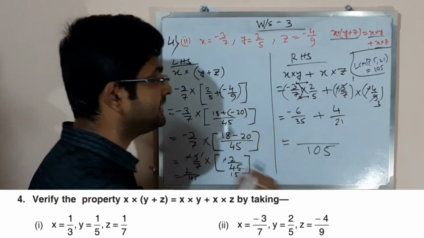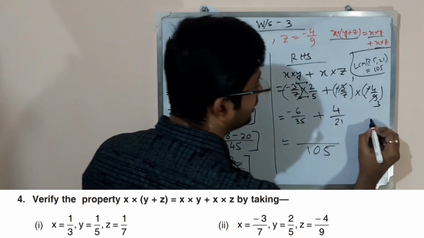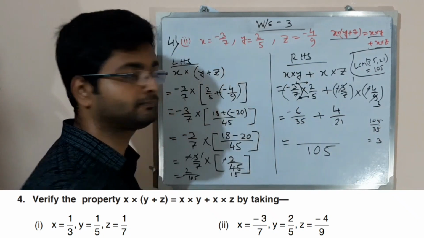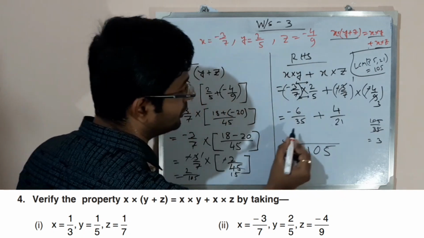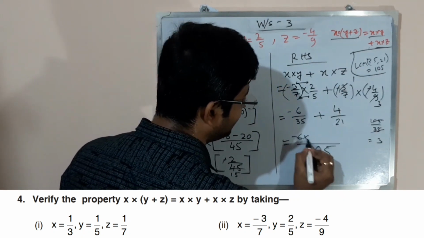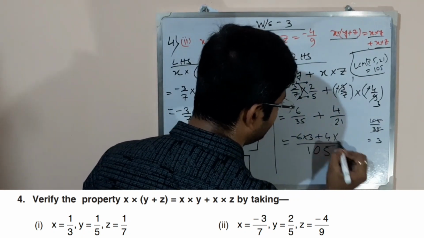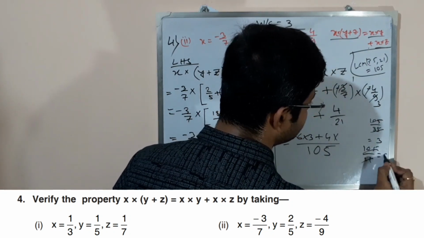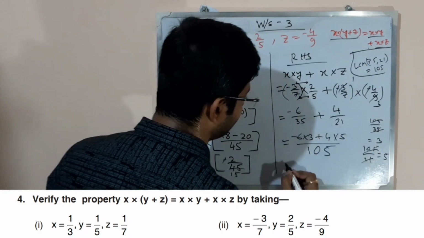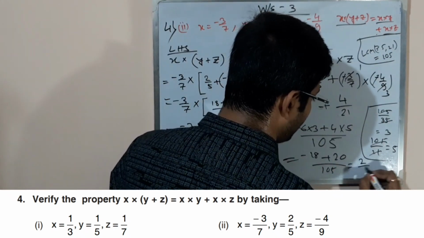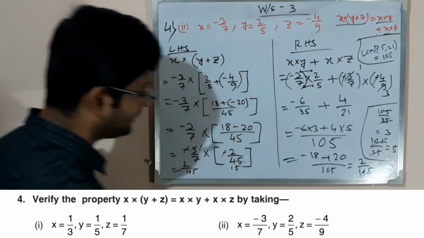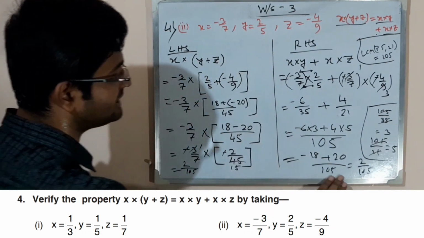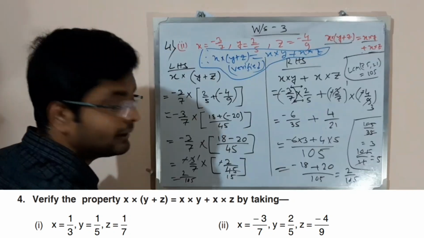105. 35 3s are 105, because if you divide 105 by 35 you will get 3. So minus 6 we have to multiply by 3, plus 4 into 105 by 21, that is 5s. So into 5 equals 2 by 105. So you can see both the values are same now. One can write, say I don't have any space over there, so I'll write here, okay.